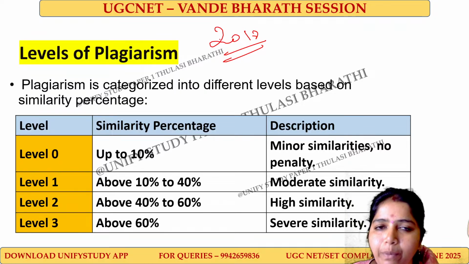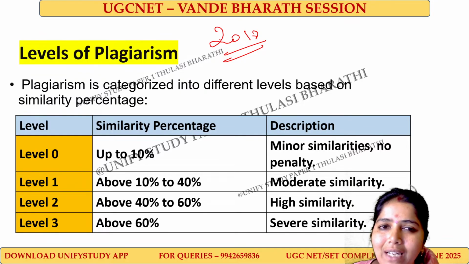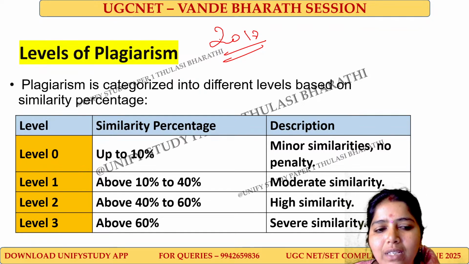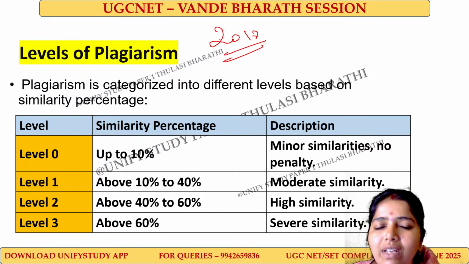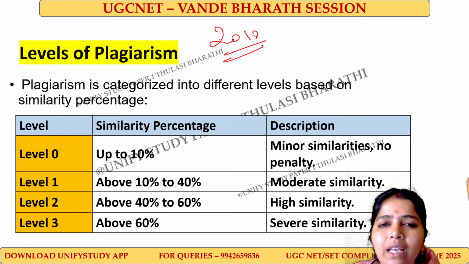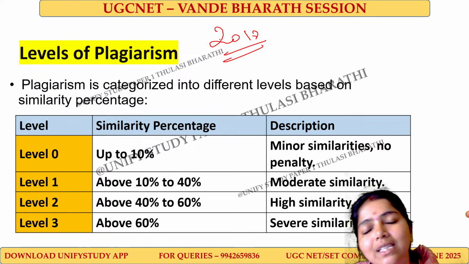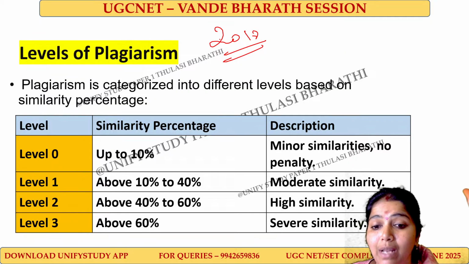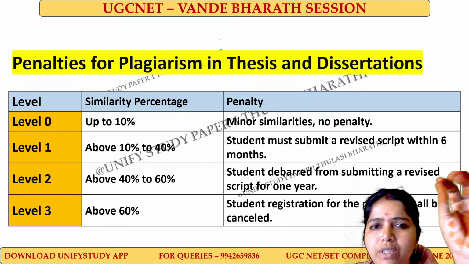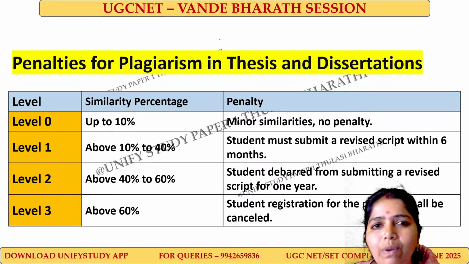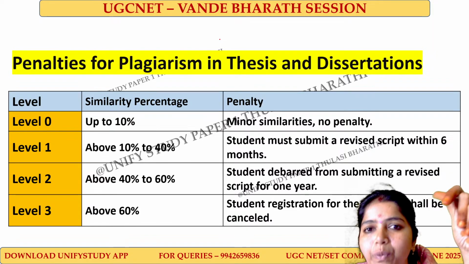Level 0 is up to 10% similarity, and no penalty is allotted. Level 1 means above 10 to 40%, moderate similarity. 40 to 60% is high similarity, and above 60% is severe similarity. What is the punishment given? If it is 10%, no issues, it is okay. For level 1 similarity, the student will be requested to submit the script within 6 months.